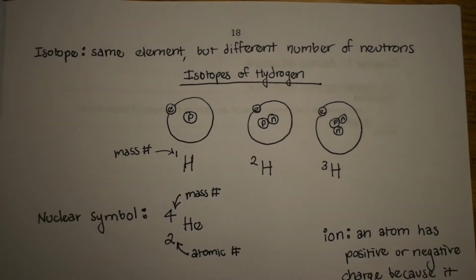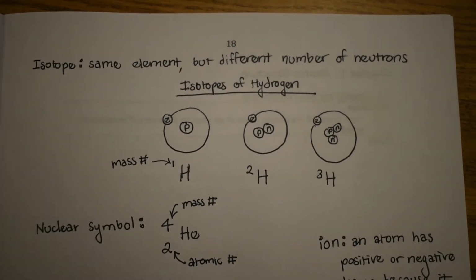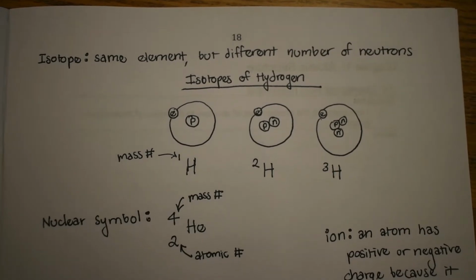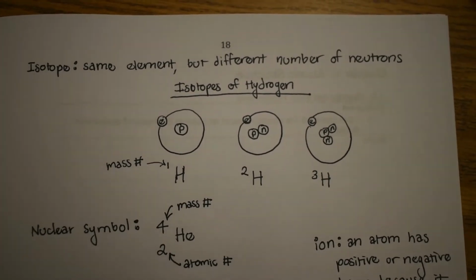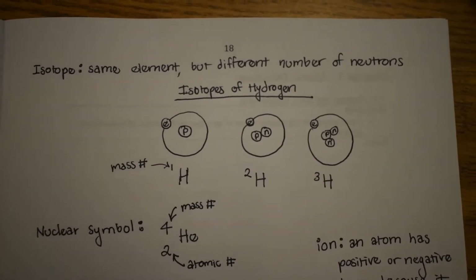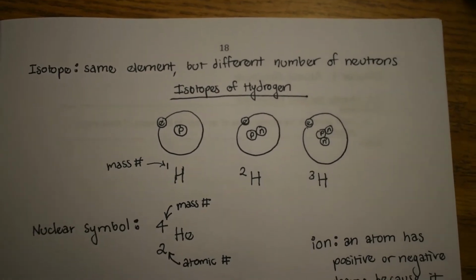Hey guys, I just want to explain these notes a little bit. So first of all, we talked about isotopes today. So isotopes are just different forms of the same element that have different numbers of neutrons.